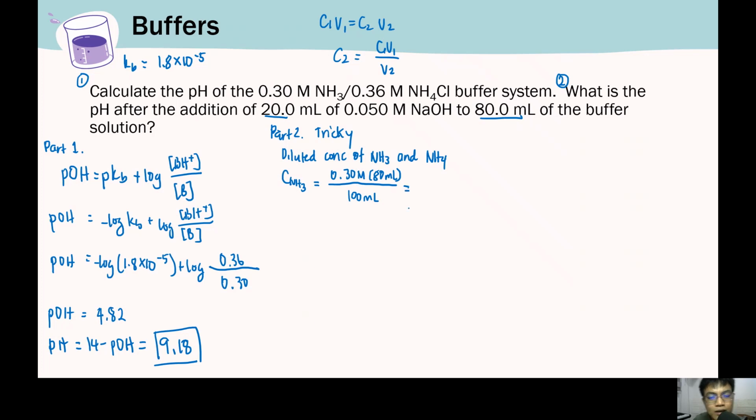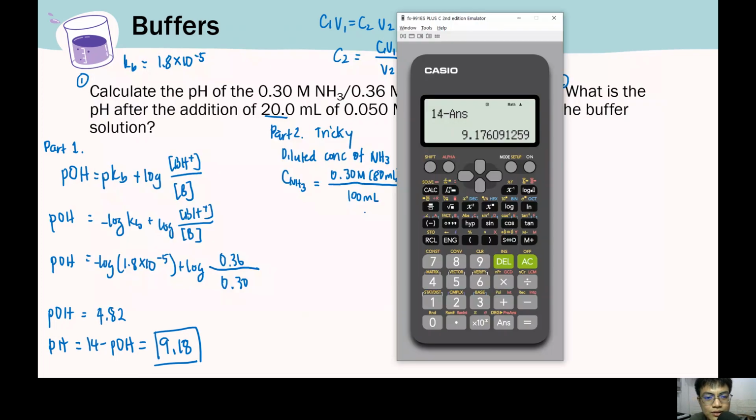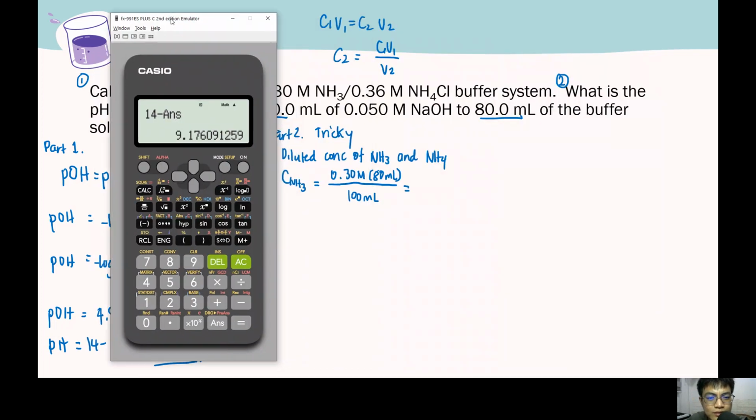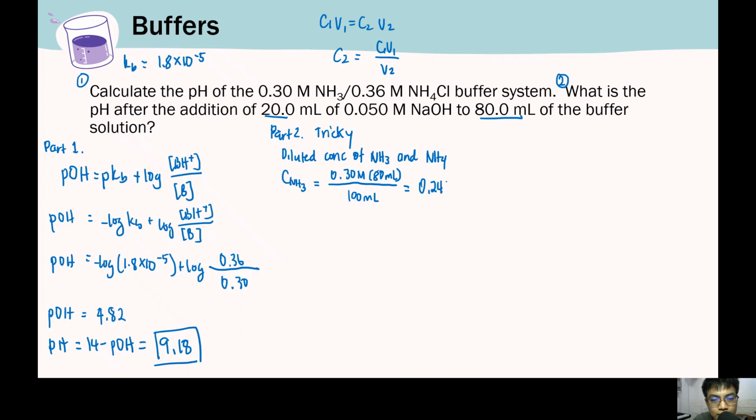Okay, so yan. Let's calculate the concentration. So that will be 0.30 times 80 divided by 100. The new concentration is 0.24. Na-dilute talaga siya, no? And then for the concentration of ammonium chloride, we'll do the same. Na-dilute din siya.